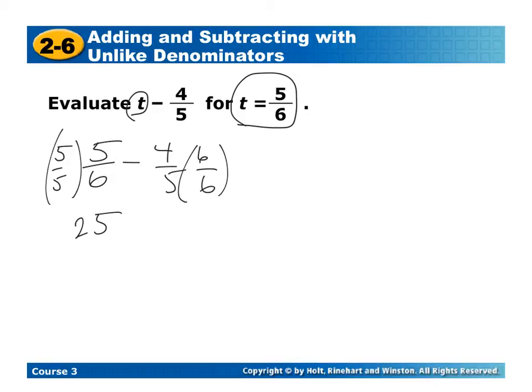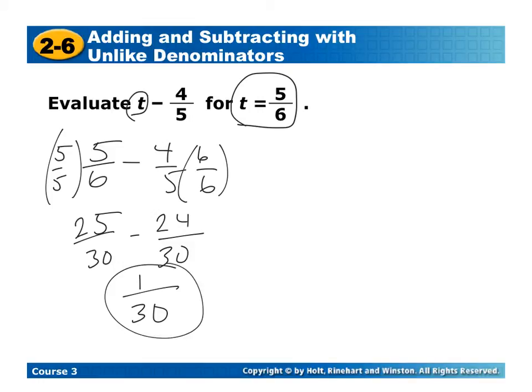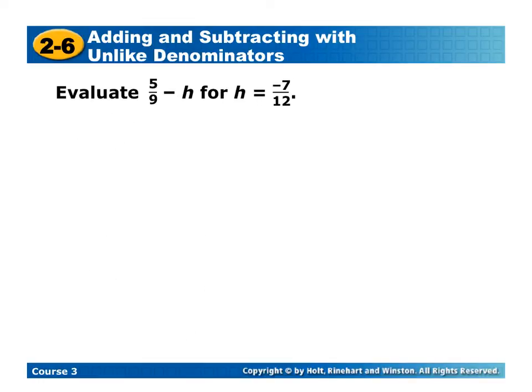This becomes 25/30, and we're subtracting 24/30, which gives me 1/30 in the end. So now I want you to go ahead and pause the video and try this one out on your own. Here we have 5/9 minus a negative 7/12.